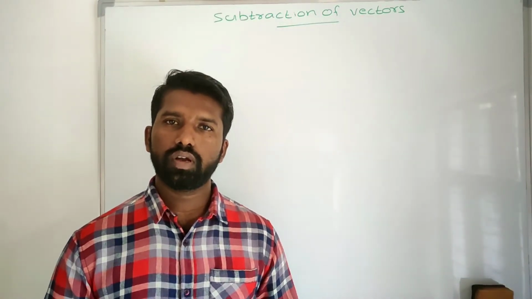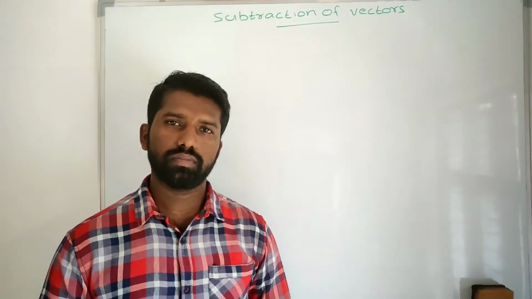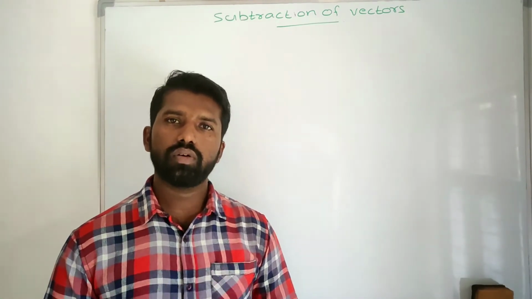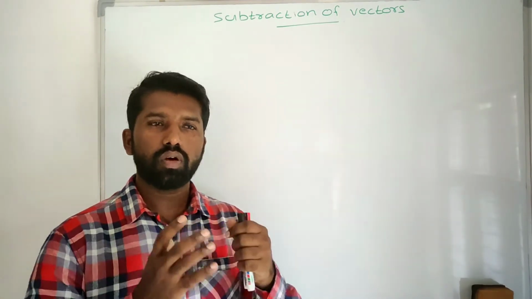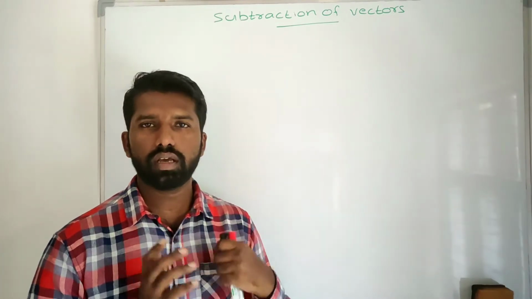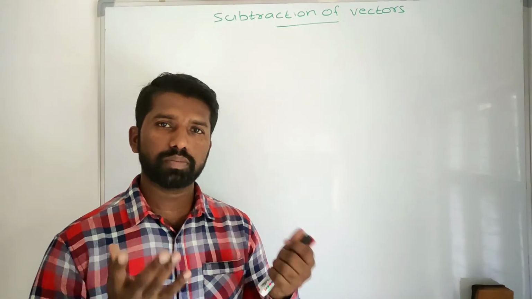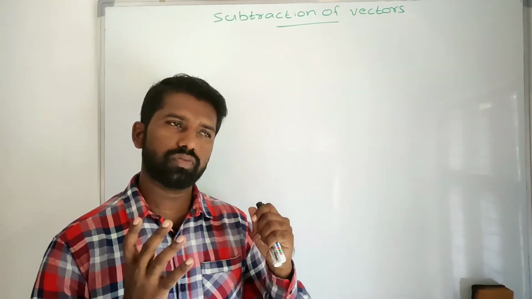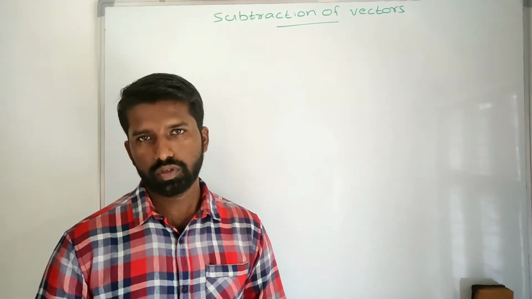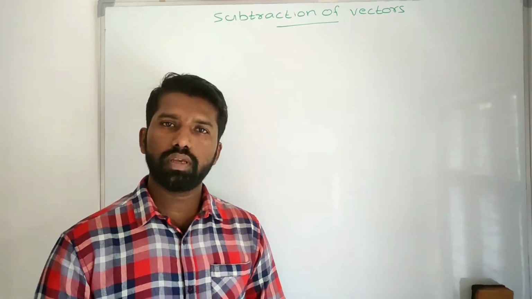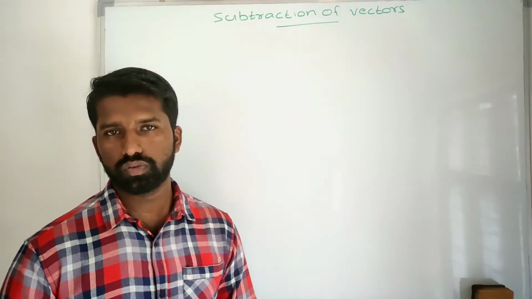In this video, I am going to discuss subtraction of vectors. We can add or subtract scalar quantities based on the normal mathematical addition and subtraction rules. But we cannot add or subtract vectors like that because vectors have both magnitude and direction. So vectors can be added or subtracted based on vector algebraic rules.